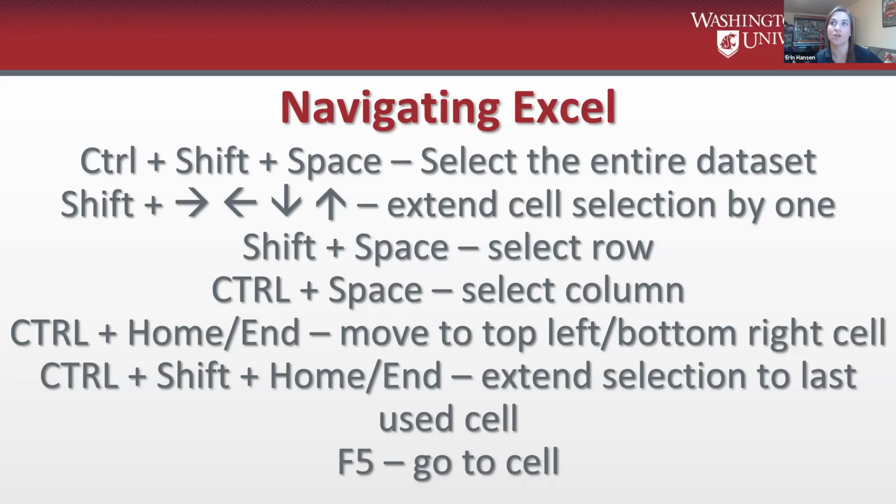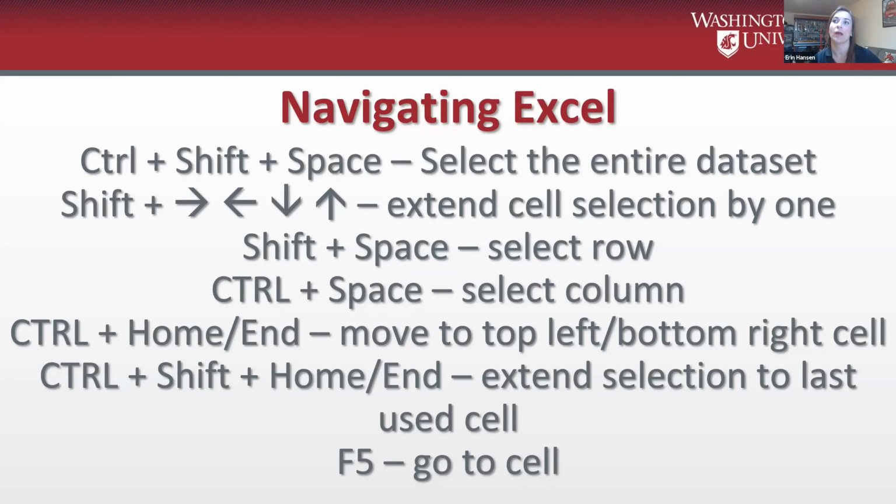Shift and the arrow keys will extend your cell selection by one. So if you're pressing Shift and the arrow over, it's going to keep selecting more and more cells. Shift and the spacebar will select an entire row, whereas Control and the spacebar selects an entire column. The way I keep these straight in my head is that the C in Control goes with the C in column. So Shift is for the row, Control is for column.